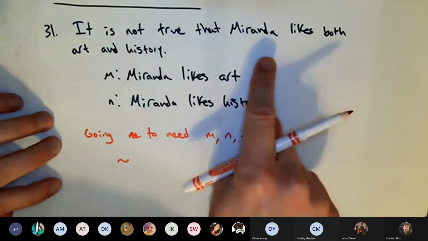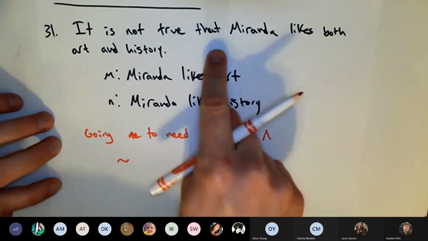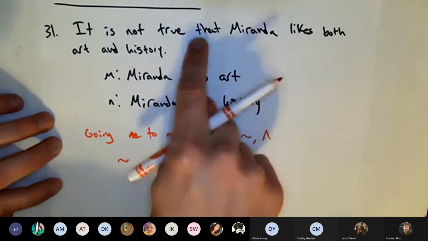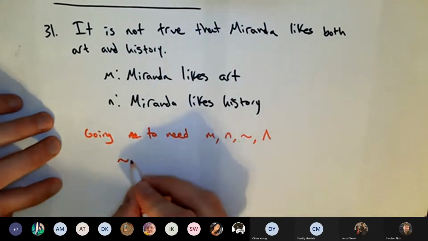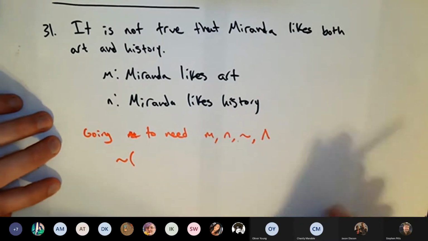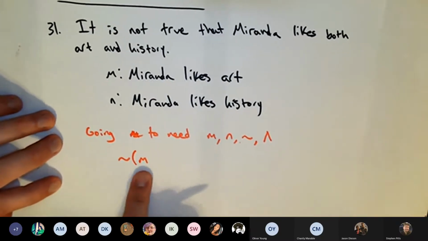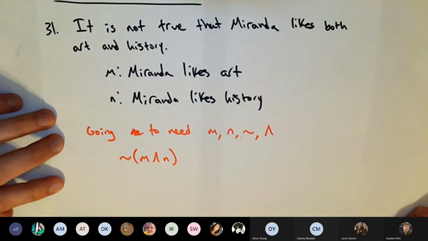So this negation doesn't just apply to Miranda liking art, right? It's not saying it is not true that Miranda likes art and Miranda likes history or something like that. It's saying it's not true that, and then this entire thing, Miranda likes art and history. That means that our entire statement down here, with our little letters building the simple statements and the little piece connecting them, needs to be wrapped in parentheses. So we're going to have, it is not true that Miranda likes art and Miranda likes history. So that would be the solution here.